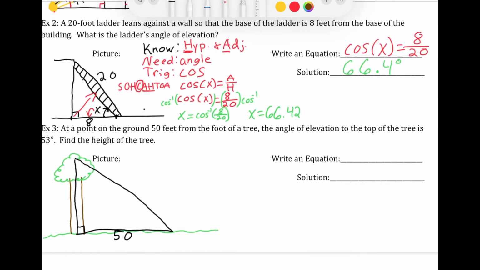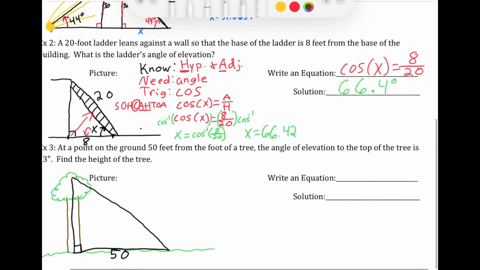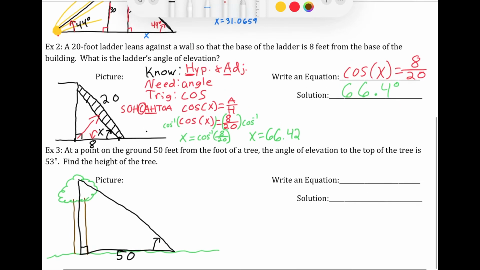The angle of elevation to the top of the tree, so the elevation from the bottom parallel line, is 53 degrees. And we're wanting to know the height of the tree. So you can put any variable you want. I always go with x because it's universal. So if you want to redraw the triangle, you always can once you have an idea of what's going on.